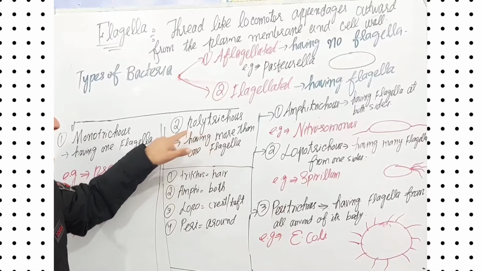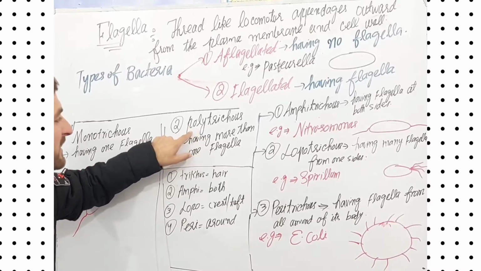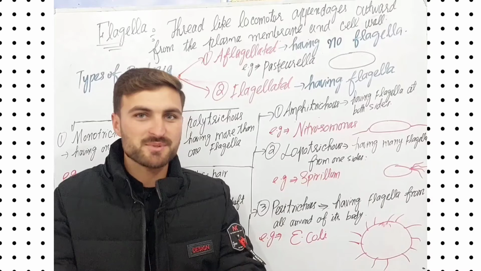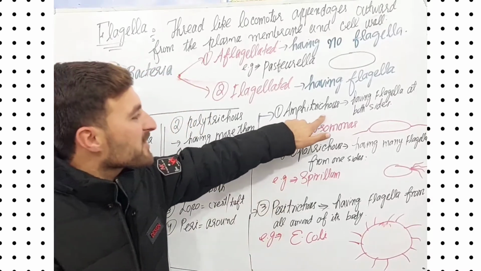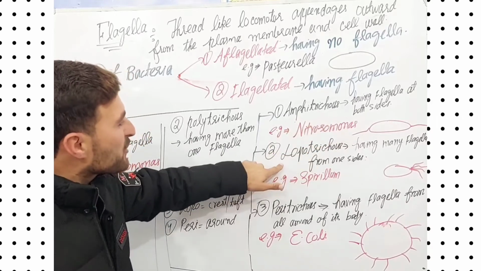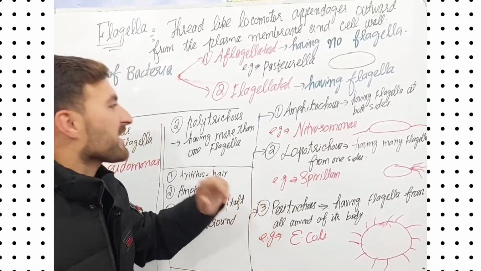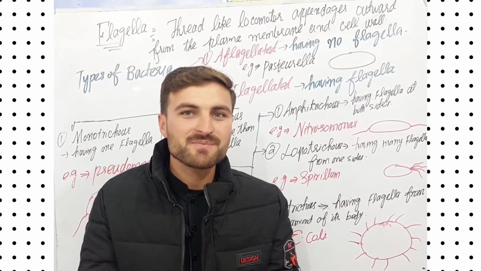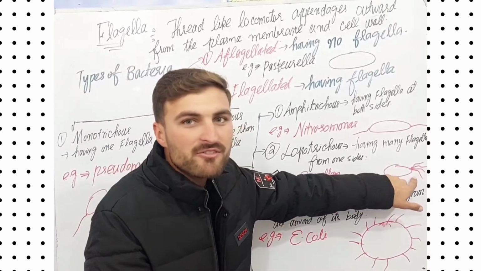Now, as we have said that it has more than one flagella, on the basis of many flagella, they have further types. Number one is Amphitricus. Number two is Lophotricus. Number three is Peritricus. We have these three types on the basis of arrangement of flagella.